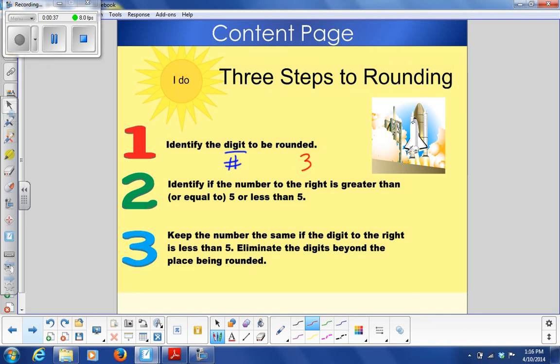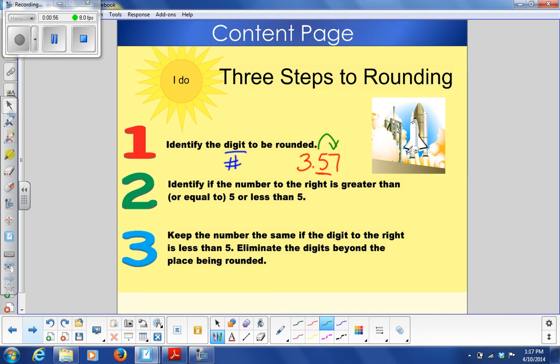So if I had 3.57, let's say I'm going to round the 5. So I'm going to underline the 5. Second step is identify if the number to the right is greater than or equal to 5 or less than 5. So I'm going to go next door. I'm going to take a look at that number.